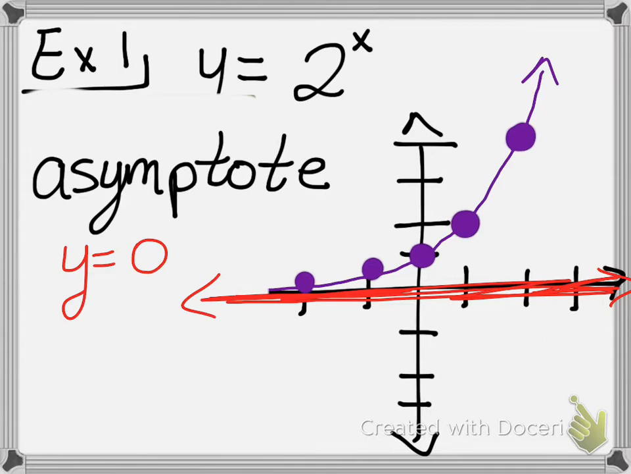Now, if we were to add a number onto the end of our graph, this graph is going to move up or down, in which case that asymptote will also be moved. So make sure you watch that and see what happens for every single question.